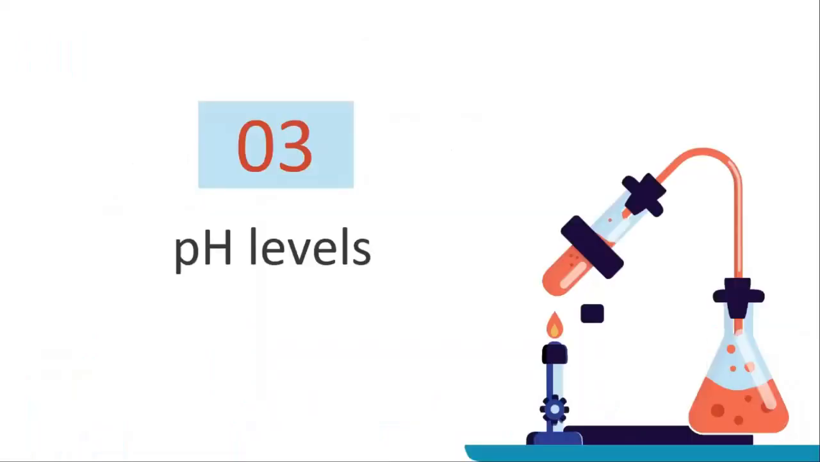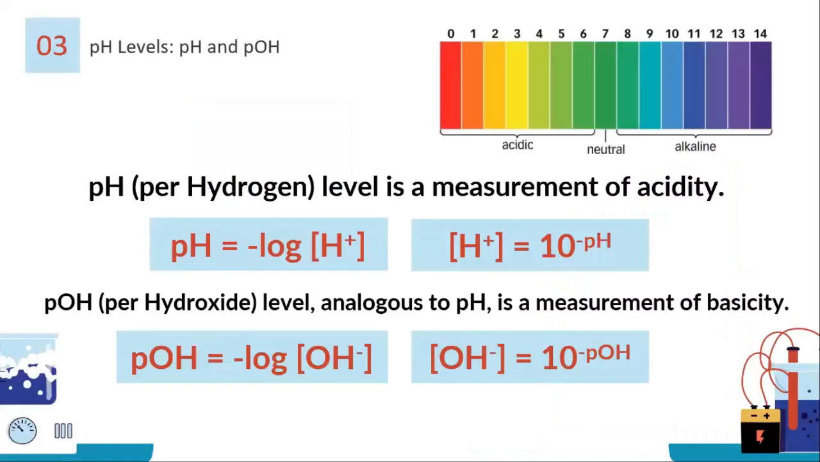To avoid dealing with very small concentrations of hydrogen ion and hydroxide ion, in 1909, Sorensen proposed a more practical measure called pH. The pH of a solution is defined as the negative logarithm of the hydrogen ion concentration. Like the equilibrium constant, the pH of a solution is a dimensionless quantity. A pOH scale, analogous to the pH scale, can be devised using the negative logarithm of the hydroxide ion concentration of a solution.